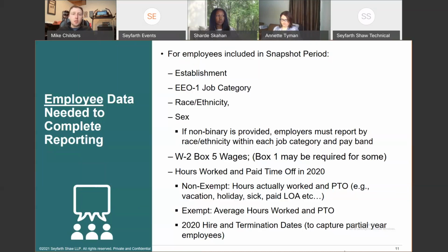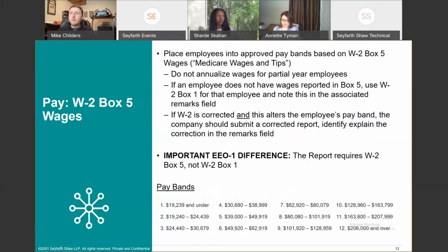So on the next slide, we're going to talk a little bit more about the Box 5. As I said, we're no longer using Box 1. It's now Box 5, the Medicare wages and tips. And the important things to consider here are, just like with the EEO1 component 2, we're not annualizing. It is whatever is in that box for the employee, that is what is being used to slot them into pay bands, even if they were only with the company for a partial year, and therefore will be slotted into a pay band based on partial year wages as opposed to full year wages. That's how we're instructed to do it.